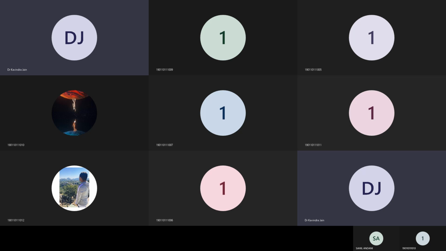But in the rest of the experiments, you need to write aim, apparatus, theory. I repeat, aim, apparatus, theory, circuit diagram, procedure, calculations, observation tables, graph if any, and conclusion. In case anything else is required for a particular experiment, I would let you know very soon. That's all from my side, guys. Thank you. In case of any doubts or queries, please feel free to ask.